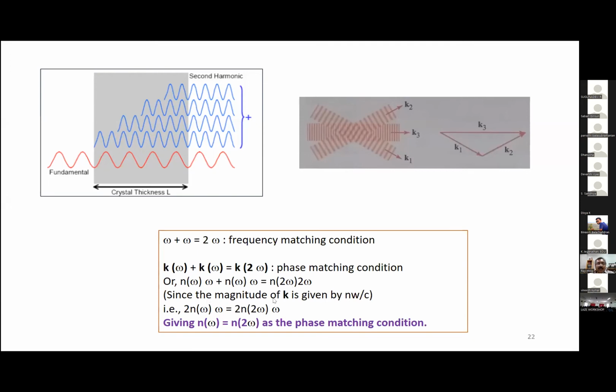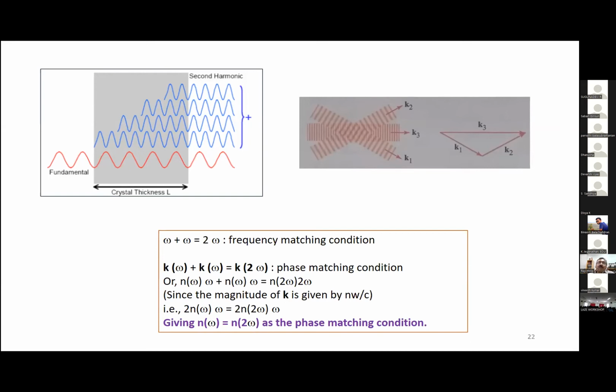Now, since the magnitude of k is given by n omega by c, we can rewrite this expression in the form n omega into omega plus n omega into omega is n2 omega into 2 omega. Or in other words, 2n omega omega is equal to 2n 2 omega omega. So this gives n omega is equal to n2 omega as the phase matching condition. Or in other words, you should have a medium in which the refractive index of the fundamental beam is the same as the refractive index of the second harmonic beam. In the normal case, this is actually impossible to achieve.